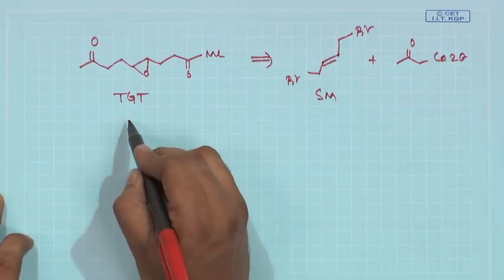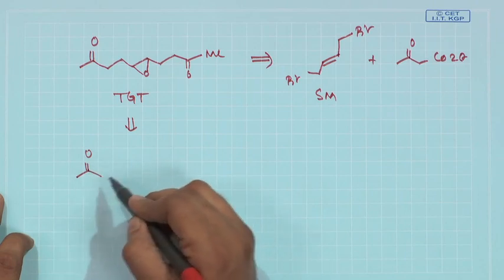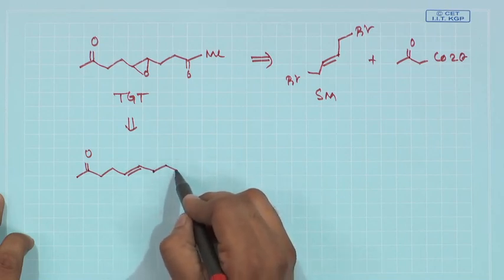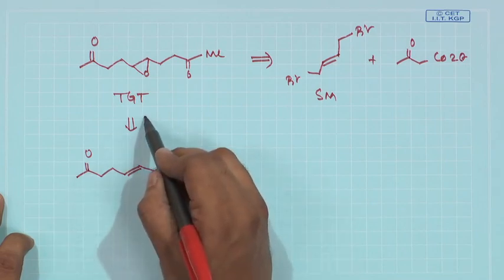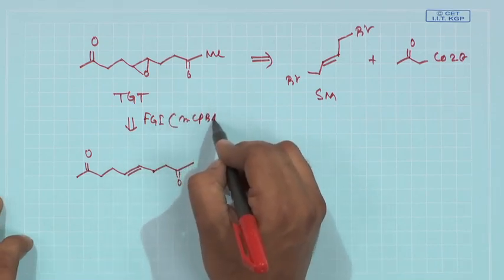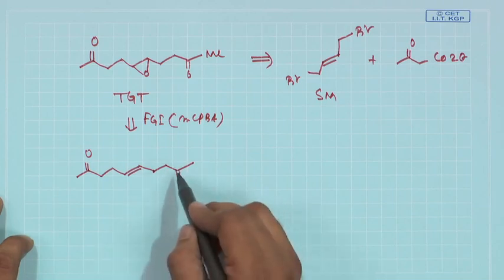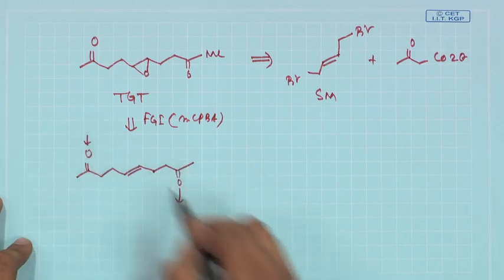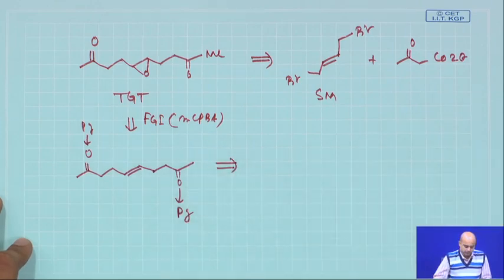If you see this target, you can visualize that the target might be achieved from something like this compound. If you have this olefin and ketone, you can do an FGI through MCPBA. As I say, MCPBA will also have the possibility to make the Baeyer-Villiger reaction possible. So, probably this ketone needs to be protected, PG. Let us first formulate the disconnection, then we will come to the forward synthesis.